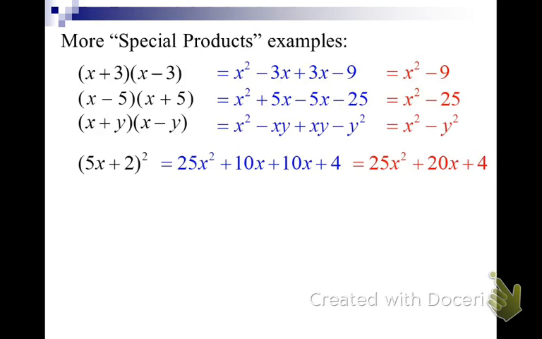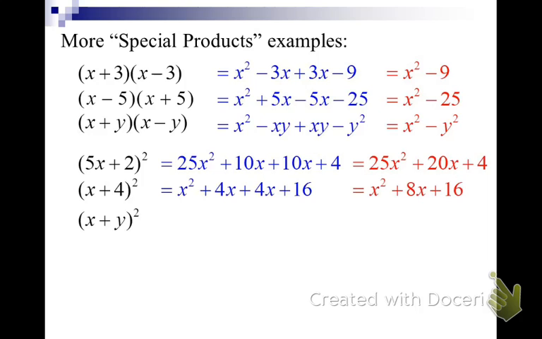The square of the binomial is going to be the first term squared. 5x times 5x is 25x squared. The last term squared, 2 times 2 is 4. And the middle term is 5x times 2, which is 10x, doubled is 20x. This is going to be the same. The first term in our answer is going to be x squared. The last term in our answer is going to be 16. And the middle term in our answer is going to be x times 4 times 2, or 8x.